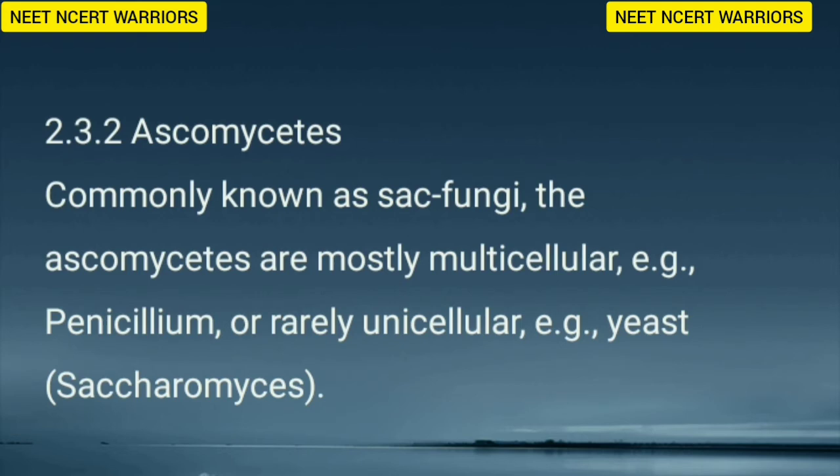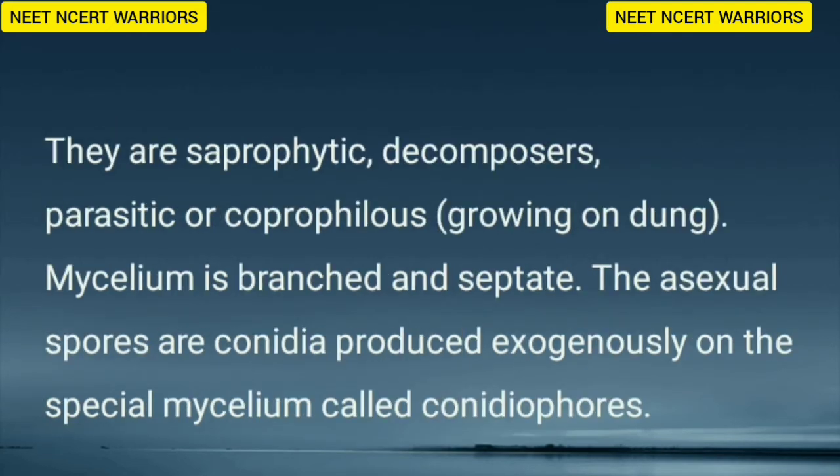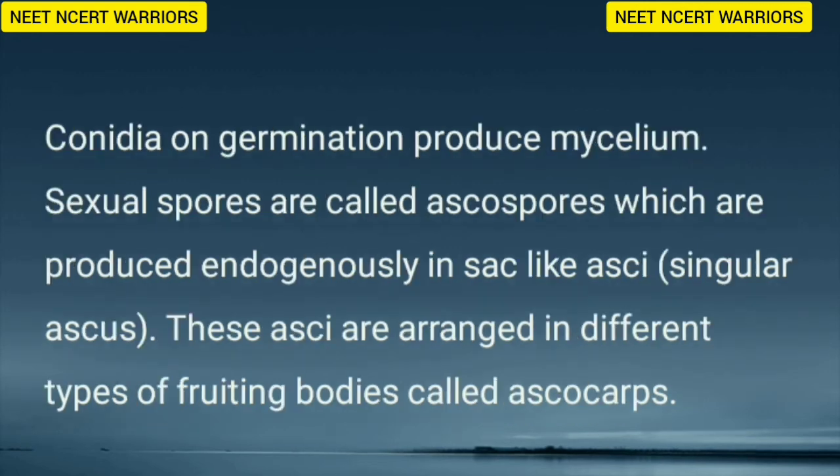Topic: Ascomycetes. Commonly known as sac fungi, the ascomycetes are mostly multicellular, for example Penicillium, or rarely unicellular, for example yeast, also called Saccharomyces. They are saprophytic, decomposers, parasitic, or coprophilous, that is growing on dung. Mycelium is branched and septate. The asexual spores are conidia, produced exogenously on the special mycelium called conidiophores. Conidia on germination produce mycelium.